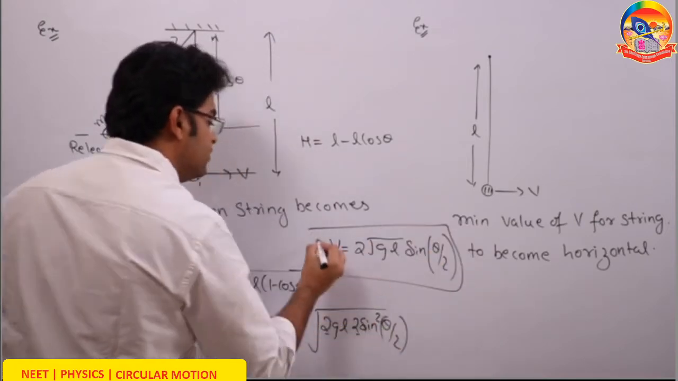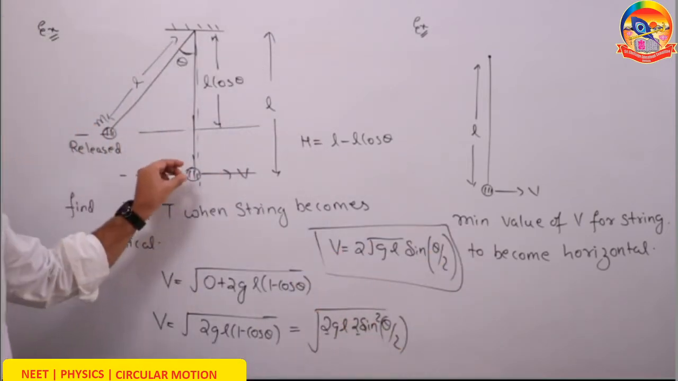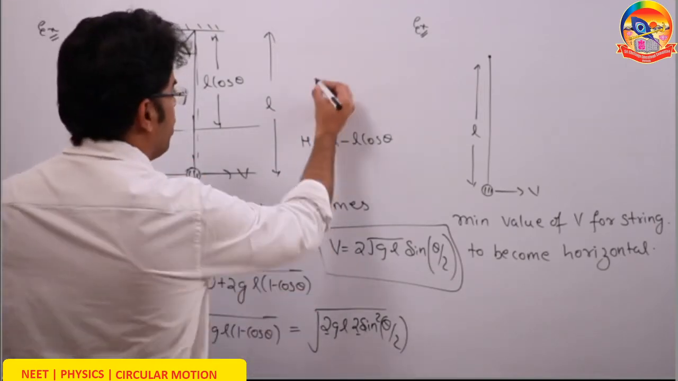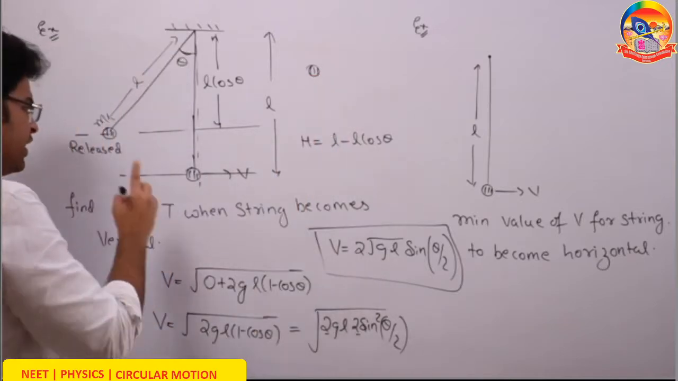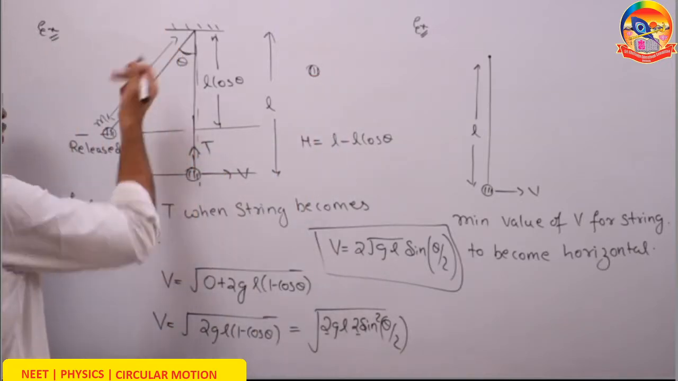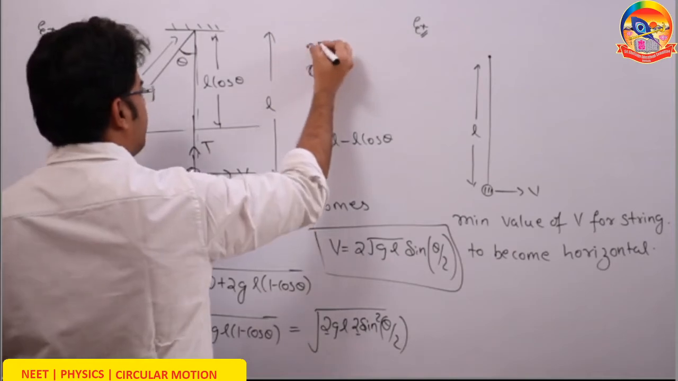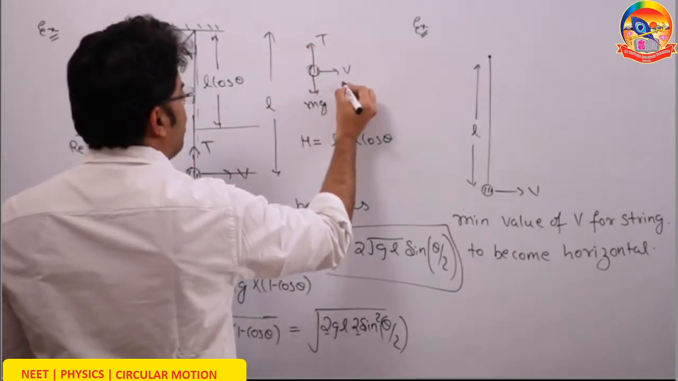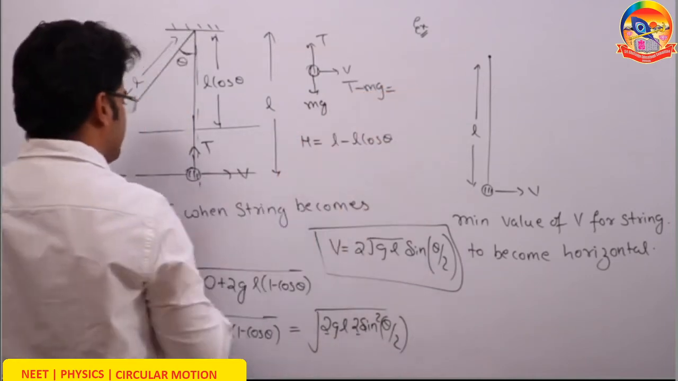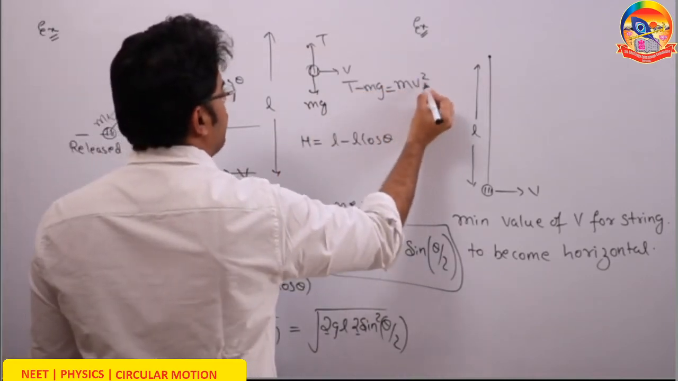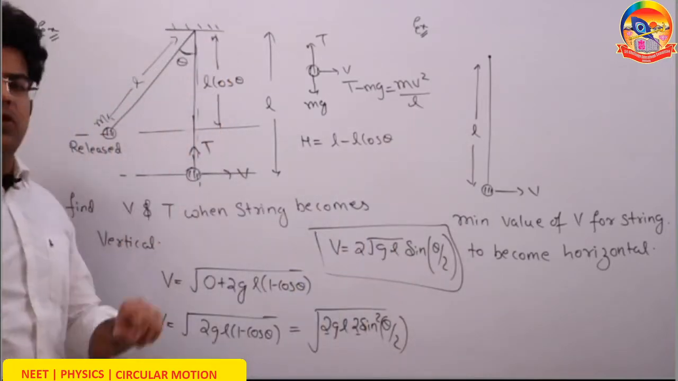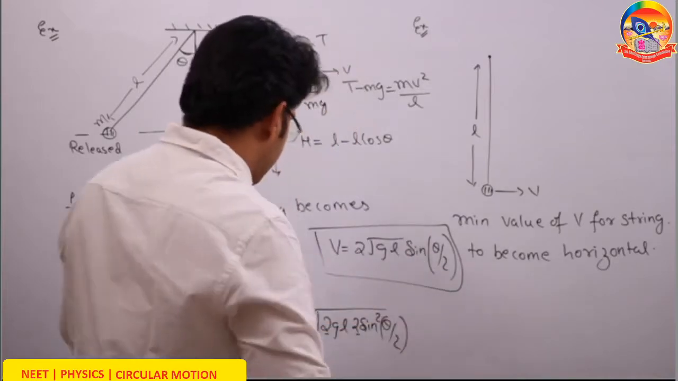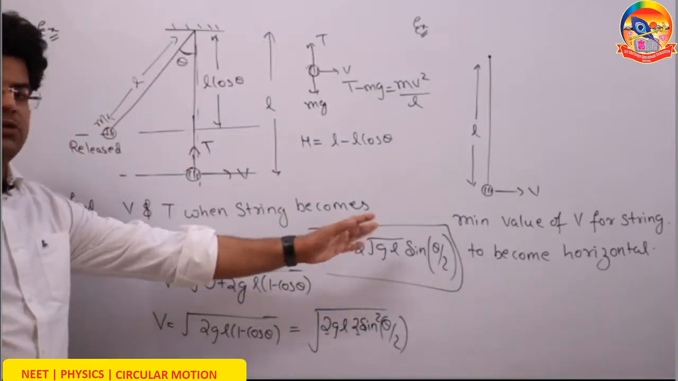Now the second thing that they have asked is, what is the tension at the lowest point? Once you know the speed, it's easy to find out the tension. Look at the bob at the lowest point. There are two forces acting, the force of tension along the string and the force of gravity downward. You can make the equation as the net force acting towards the center, T minus mg, has to be equal to centripetal force, that is mv square by L. So the tension at the lowest most point is nothing but mg plus mv square by L, where v equals under root of 2gl sine theta by 2.